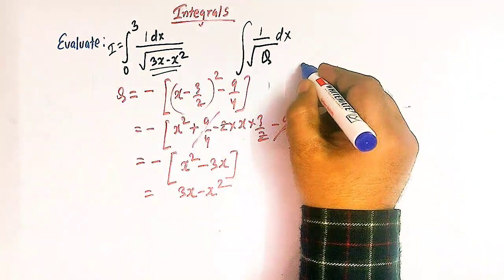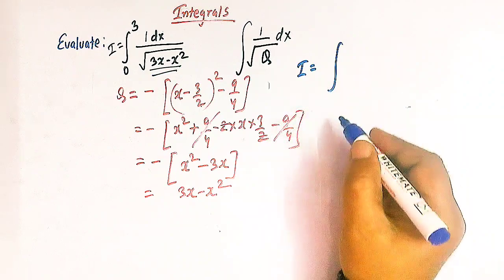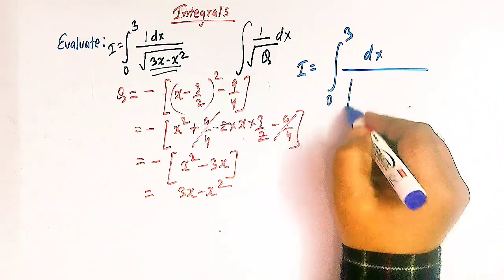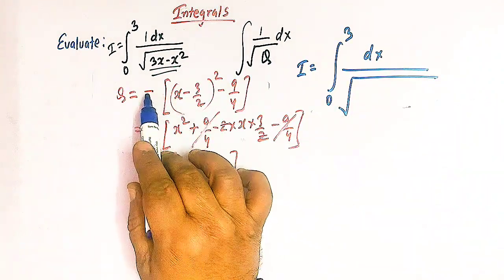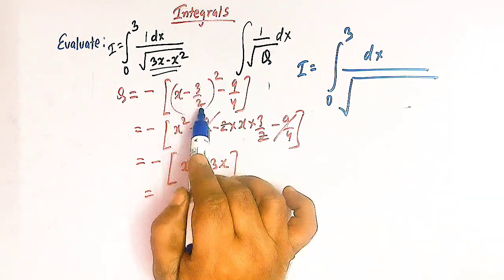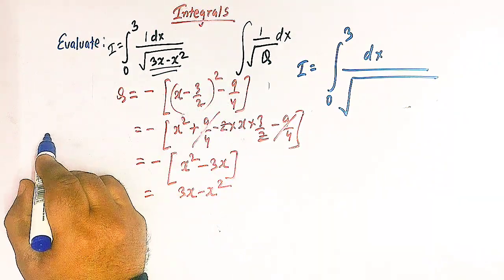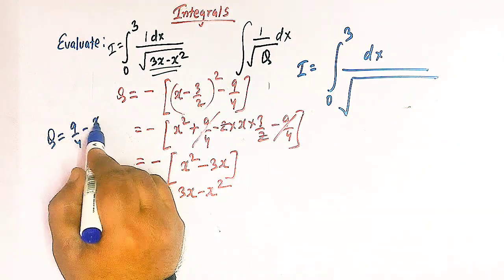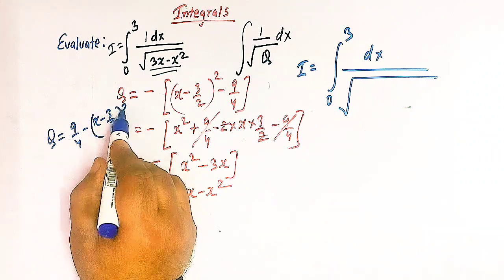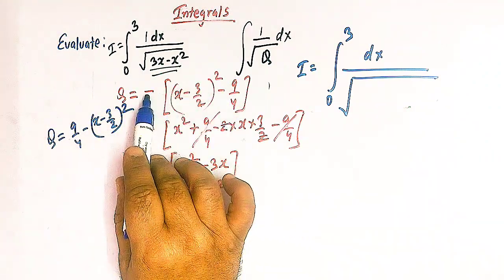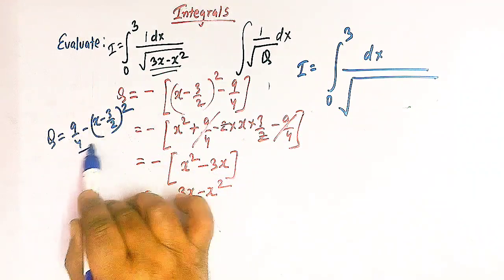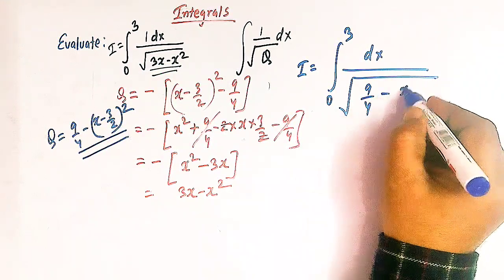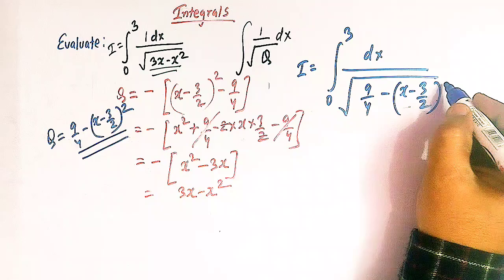So now we can write our integral I as 0 to 3, then we have dx, and here we have square root of minus x minus 3 by 2 square minus 9 by 4, which can also be written as 9 by 4 minus x minus 3 by 2 square. So multiplying these two terms by a negative sign, we have now this quadratic polynomial, 9 by 4 minus x minus 3 by 2 square.